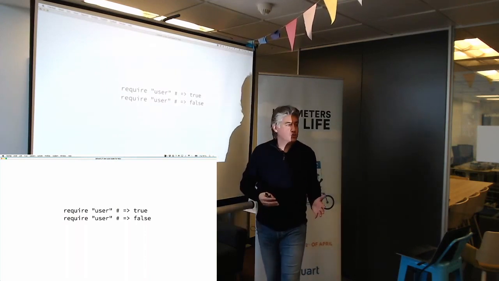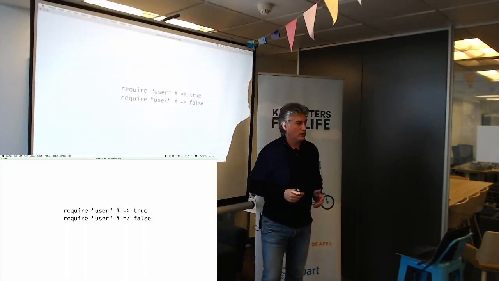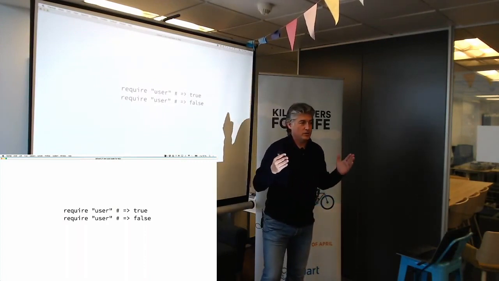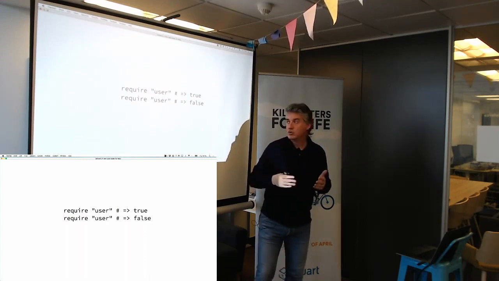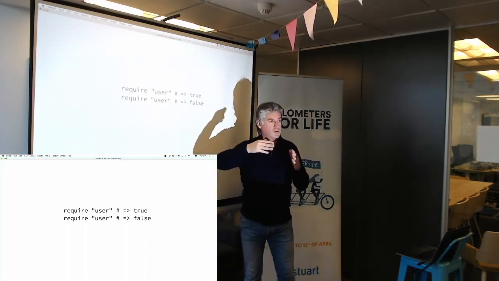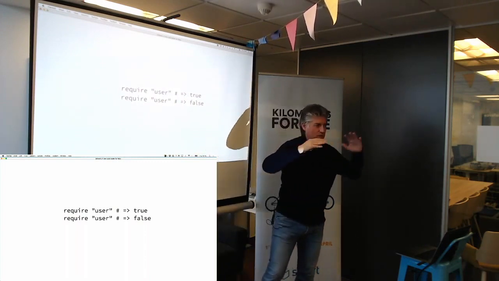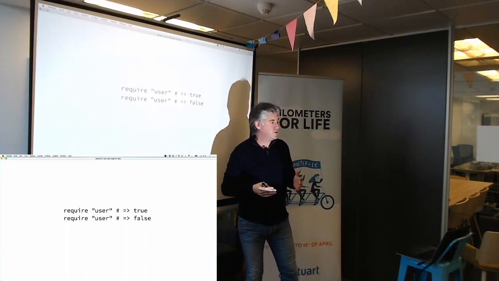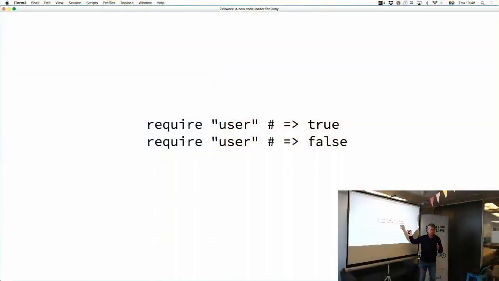Okay, how does require know that the file was already loaded? Because it has a collection of the files that have been already loaded, called loaded features. So it goes to loaded features. Well, it has to resolve this, right? You get a full path, whatever. And you go to loaded features and see if the file belongs to it. If it belongs, false. If it does not belong, you load and true.